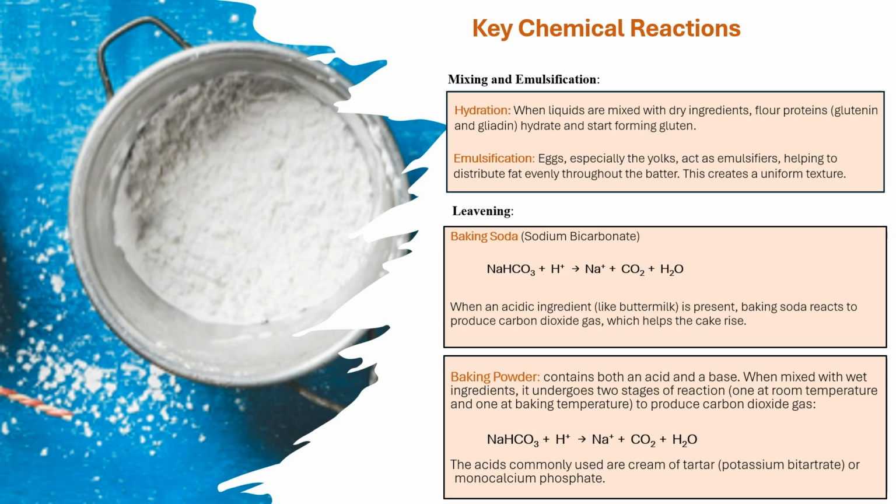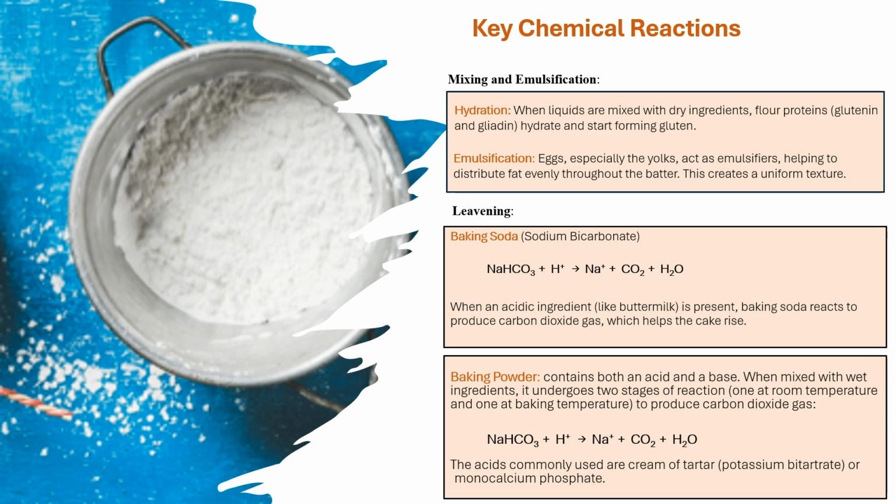The leavening agents, baking soda and the baking powder. Baking soda, sodium bicarbonate, NaHCO3. When an acidic ingredient is present, baking soda reacts to produce carbon dioxide gas, which helps the cake rise. Baking powder contains both an acid and a base. When mixed with wet ingredients, it undergoes two stages of reaction, one at room temperature and one during the baking process. They produce carbon dioxide gas. The acids commonly used in baking powder are cream of tartar or monocalcium phosphate.